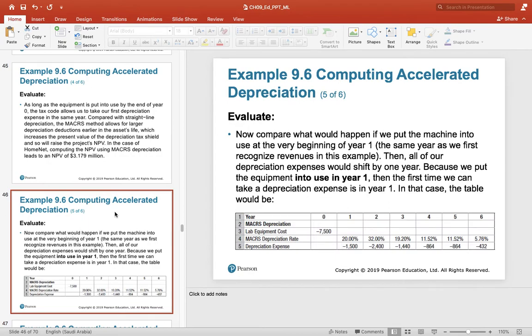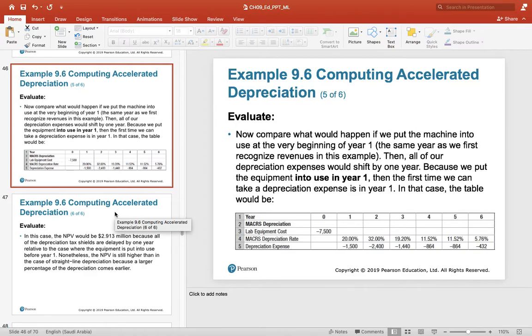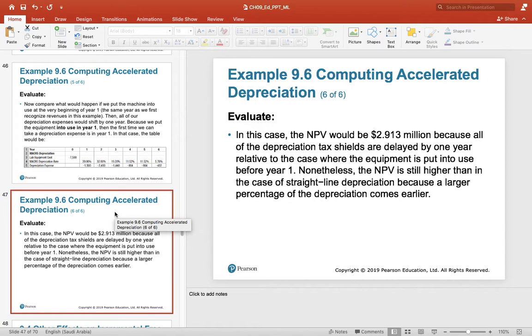Then we will calculate now. The depreciation base is 7.5 million, and accordingly, if depreciation had been calculated on MACRS, what would be the result? Previously we calculated depreciation on the straight line method, and our NPV was how much?